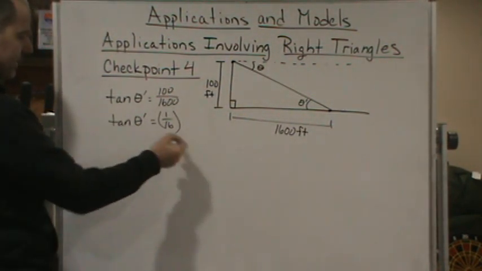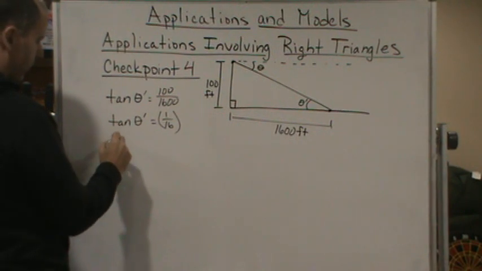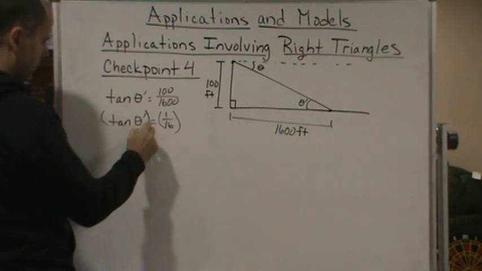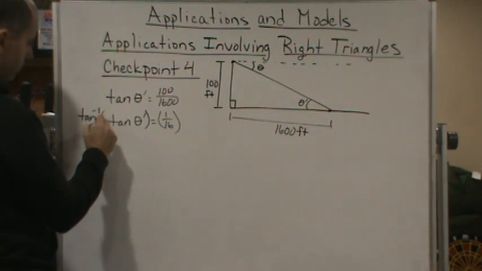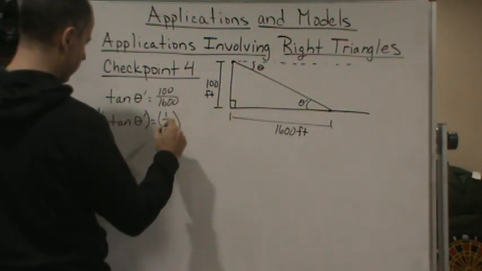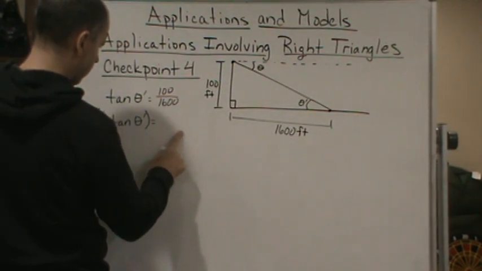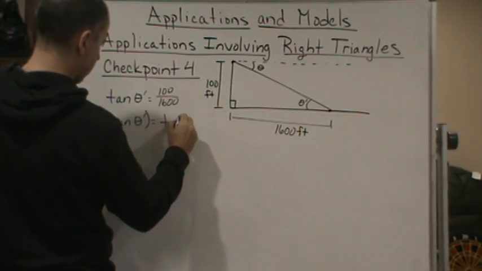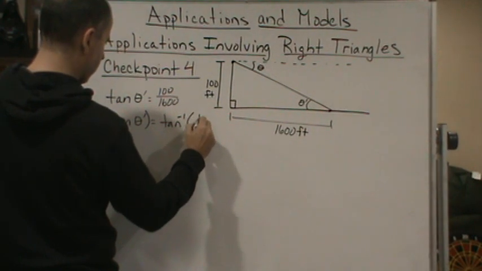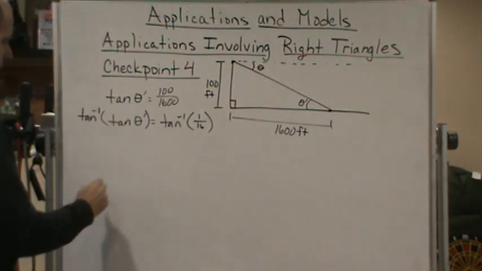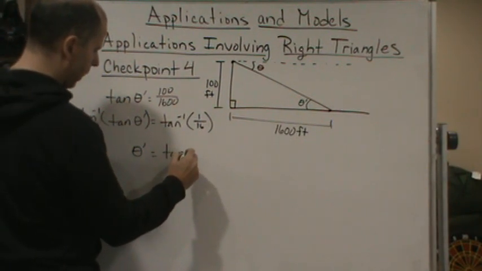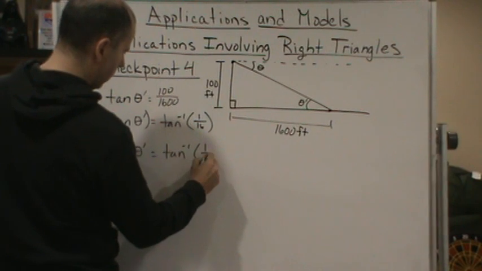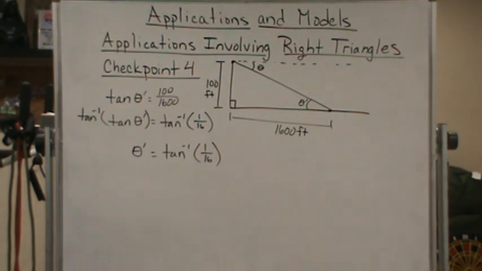Which means if we take the inverse of both sides, multiply both sides by the inverse, arctan, we get theta prime is equal to arctangent of 1 over 16. And that will give you the answer.